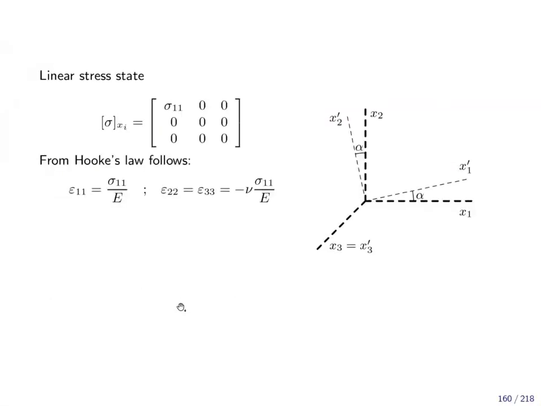Okay, so you remember when we rotate the coordinate system around the 3 axis by an angle alpha, then we get x1 to x1 prime, x2 to x2 prime, and x3 doesn't change because we rotate around this one. Now, we take the simplest stress state which is possible, and that is a linear stress, and that has only one stress component, all the others can be 0. This is a valid possible stress state.